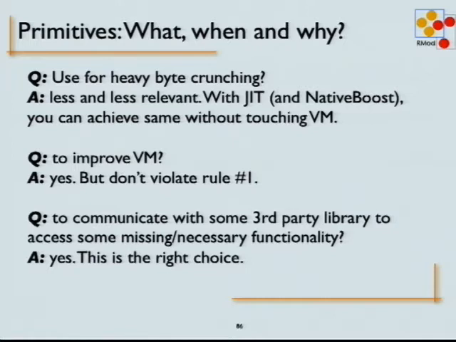To improve the virtual machine, this of course is a good option, but only if you don't violate rule number one. So improving the virtual machine is a feasible reason to implement new primitives, but don't violate rule number one. And of course, for communicating with third-party libraries, for creating bindings to some external libraries to expose them at the language side. This of course is a plausible option for implementing the plugin or primitives.